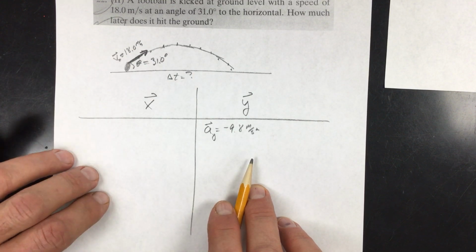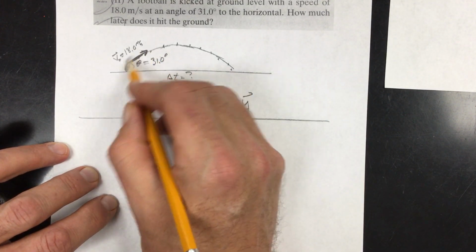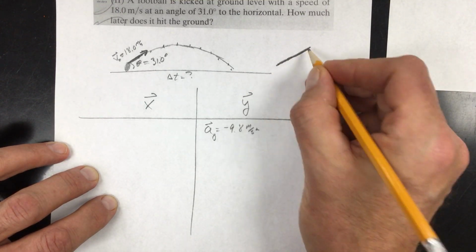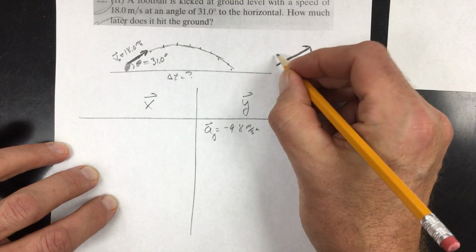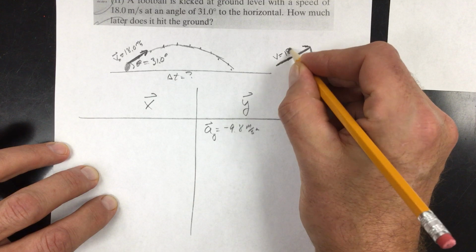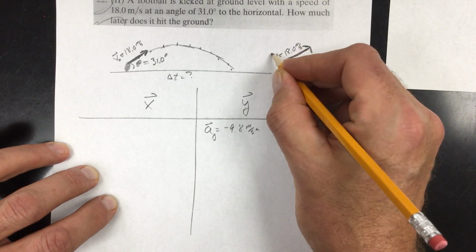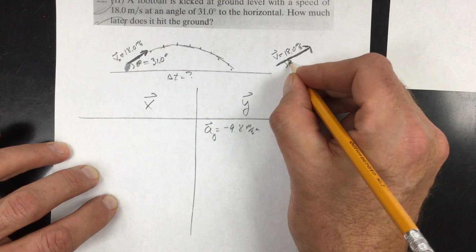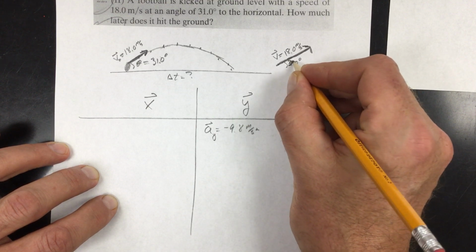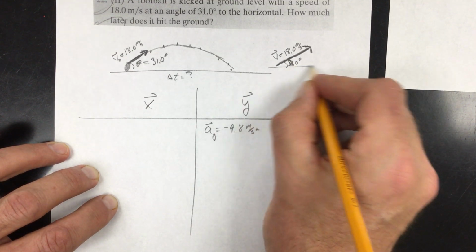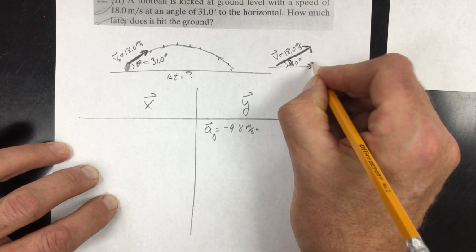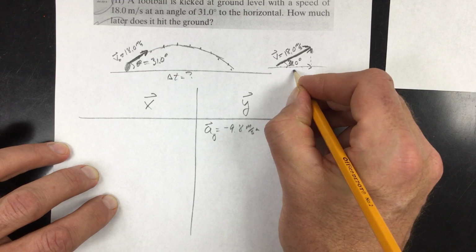What else do I know about this? Well, I'm going to redraw this vector over here because I want to do some stuff with it. I can't do anything with this velocity when it's in both axes. However, knowing that it's at an angle of 31 degrees, I can find the two components that make up that velocity.